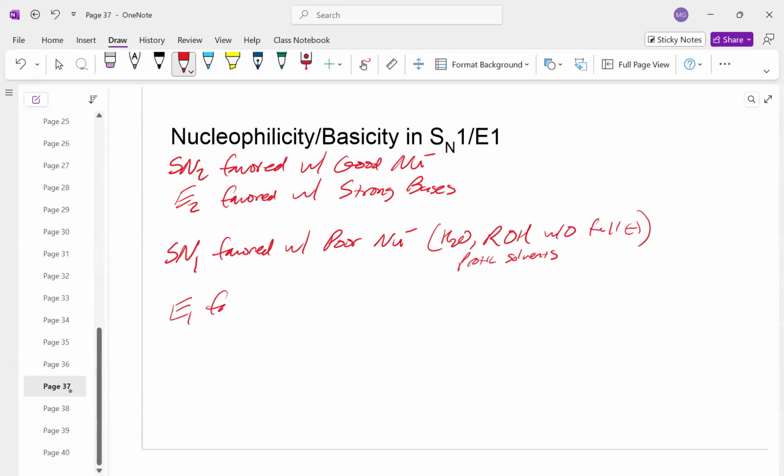E1 is favored with weak bases. Okay, well, what are weak bases? All those things there, those protic solvents. All right, so that just gives you an idea of things that affect the rate of SN1 and E1.